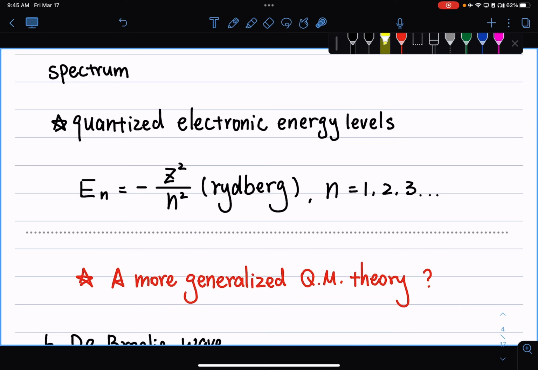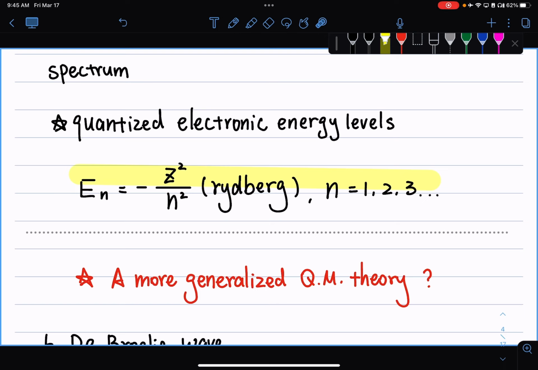And in the Bohr model, this is the most important equation you want to remember, or know where to find. That describes the energy level of any one electron atom. Solving the Schrodinger equation gives you the same energy level equation. So En, the energy of a specific quantum number n, is negative Z squared over n squared, where Z is the atomic number, or the charge of your nucleus, and n is your principal quantum number.